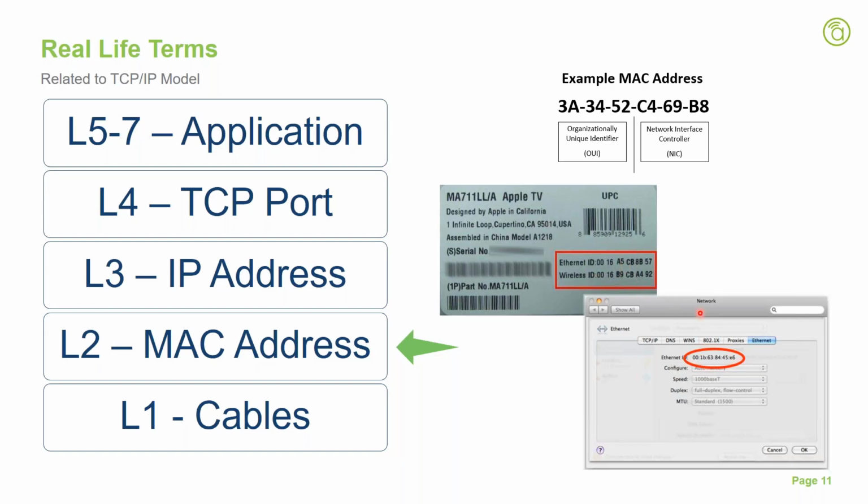Also, if you go to your laptop or your desktop or even your phone, if you're on Wi-Fi, you can go to the network settings, and you can see that there's an Ethernet ID, or sometimes in Windows they call it out as a MAC address, and you can see the hexadecimal number that is unique to your device. So the MAC address is a layer 2 kind of address, and that uniquely defines that device.